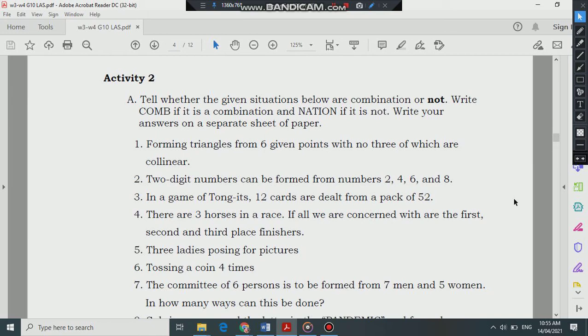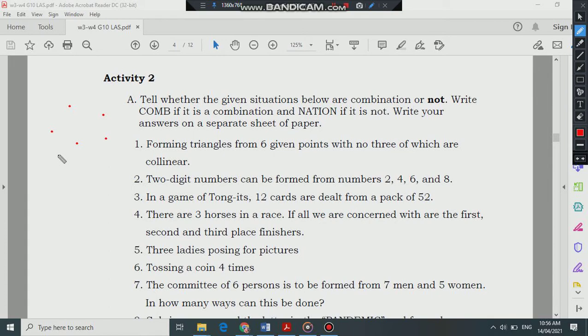Forming triangles from 6 given points with no 3 of which are collinear. So, meaning to say, we have 6 points. Imagine there are 6 points, 1, 2, 3, but with no 3 of which are collinear. So, among those six points, no three points are lying on one line. They are scattered, and no three points lie on one line.